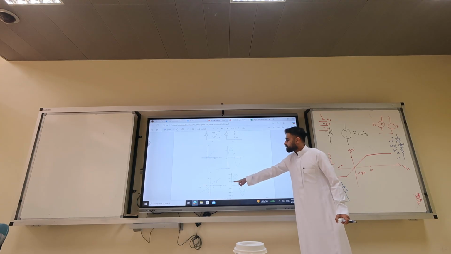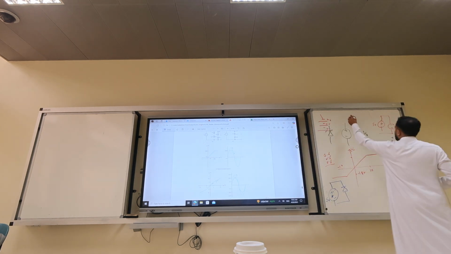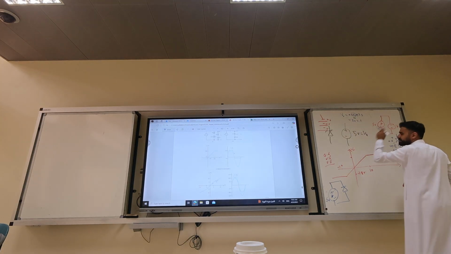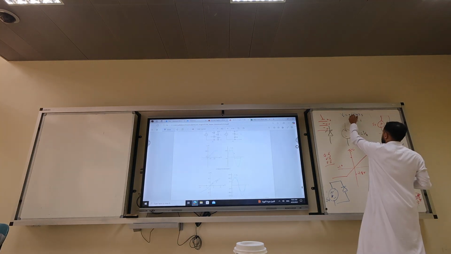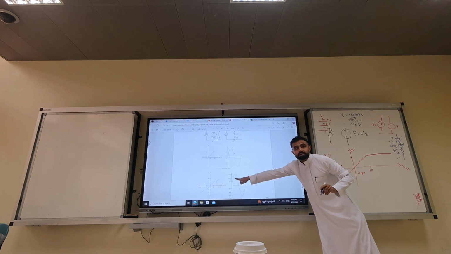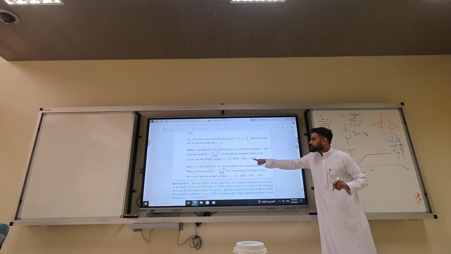So what will happen is the output will keep increasing up until you reach 10 at the peak. If you apply the equation, V output equals what? 0.5 V input plus 2.5. If you apply 10 volts, this will be 5 plus 2.5. No, 15. It will be 7.5 plus 2.5. The max is 10 volts, which is here.